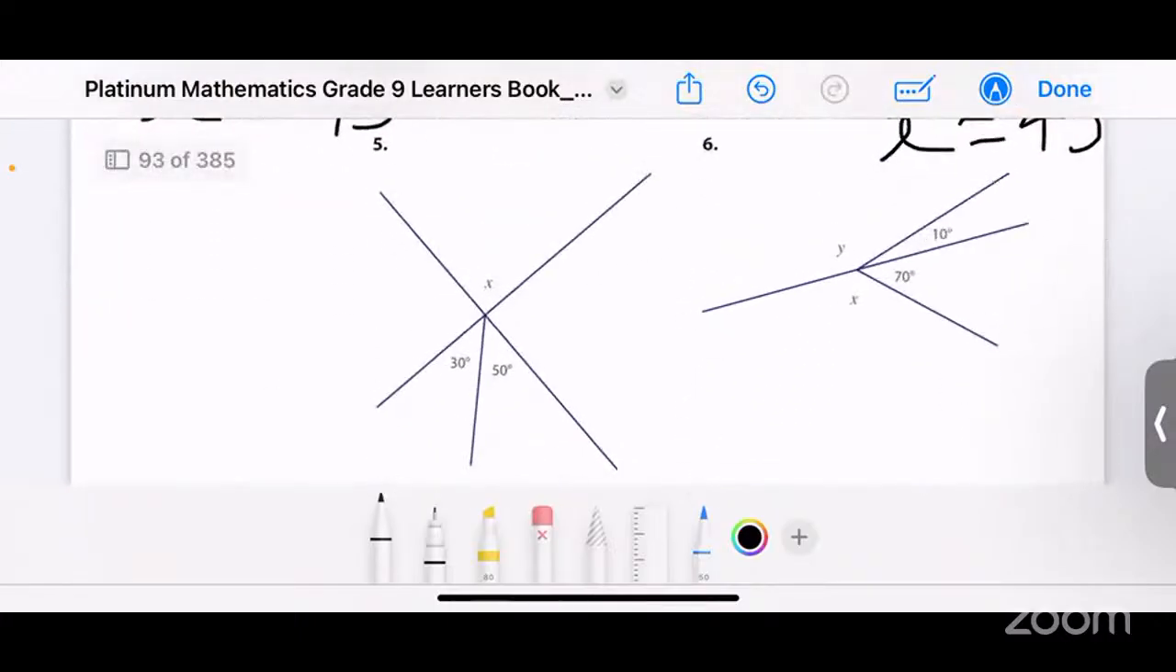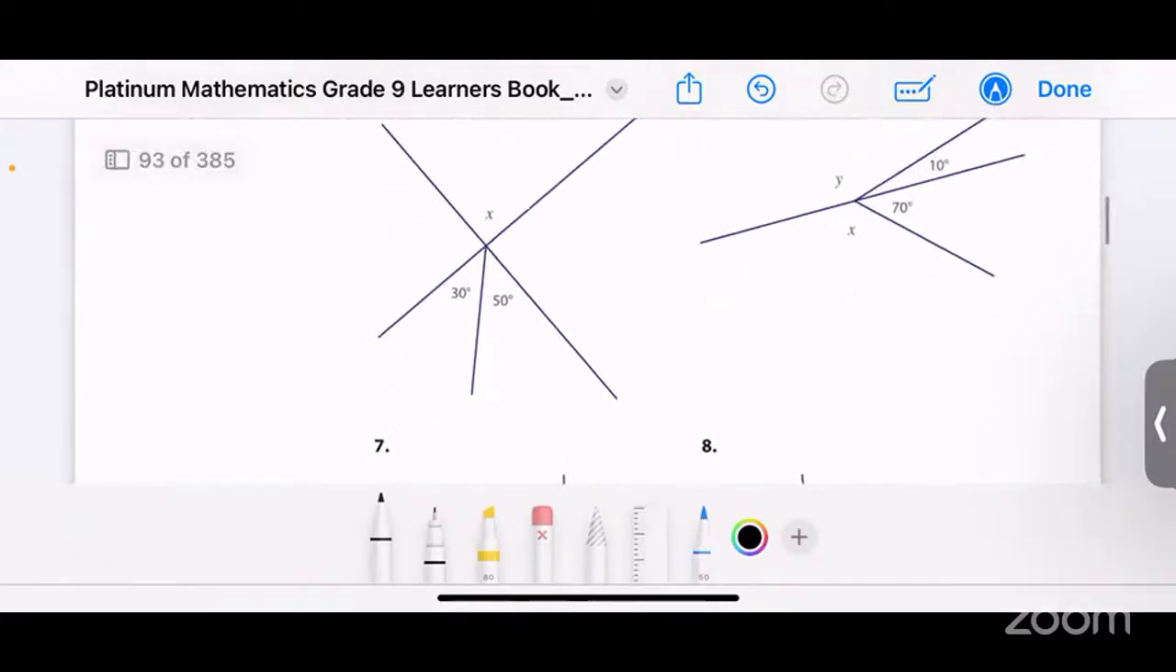And then let's move to number 5. Are we there at number 5? Yes, ma'am. Can someone try number 5? What do you think we must do?